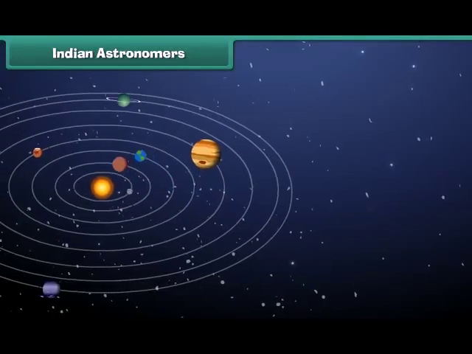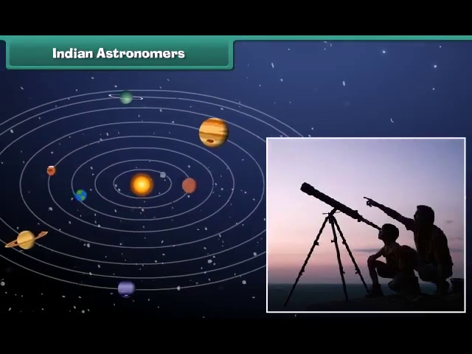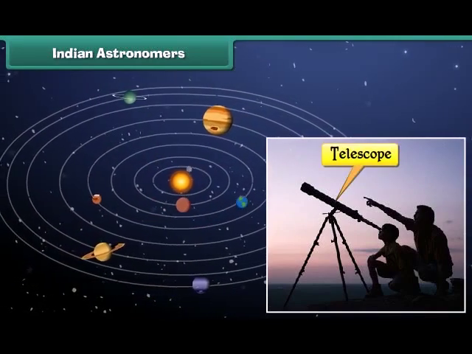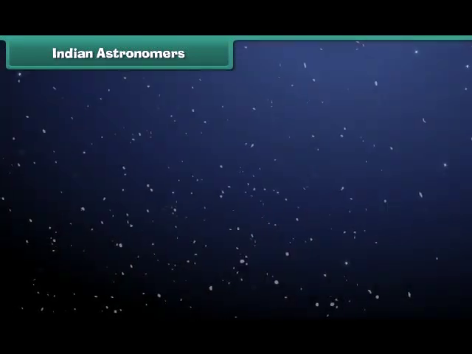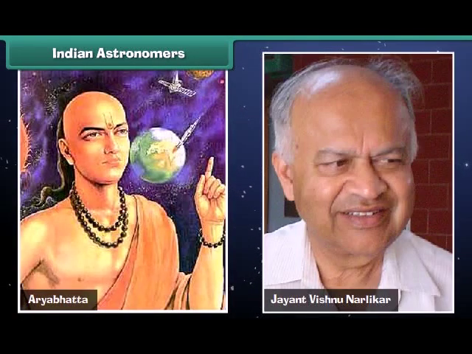Indian astronomers. An astronomer is a person who studies stars and planets. He uses a telescope for his study. Bhaskaracharya, Aryabhat, and Jayant Vishnu Narlikar are some well-known Indian astronomers.